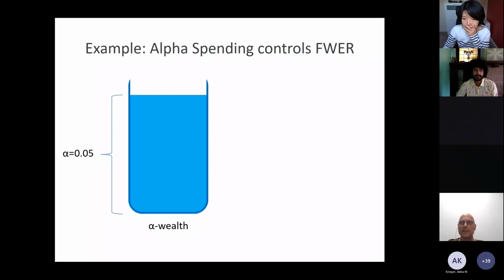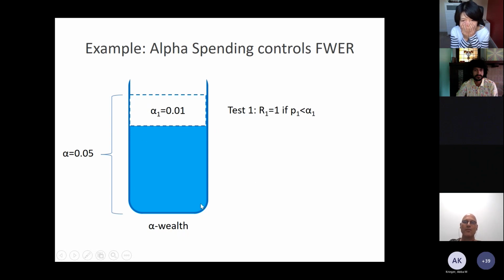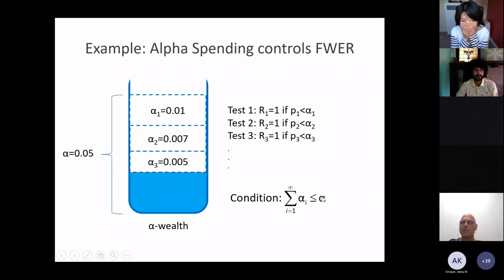Okay, so the simplest example we can think of is this idea of alpha-spending for controlling family-wise error rate. Alpha-spending says we start with a pool of alpha, say 0.05. Every test that we perform takes some of the alpha wealth out of the pool, performs the test at the given level, and then rejects or not according to the p-value compared to the level of the test. And of course, as long as we make sure that the sum of the levels does not exceed alpha, we are controlling family-wise error rate. So rather than doing Bonferroni and dividing equally, we need a diminishing series that also sums to less than alpha, and then we are guaranteed family-wise error rate control.